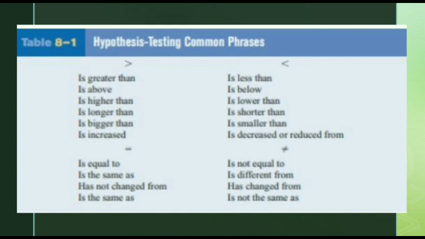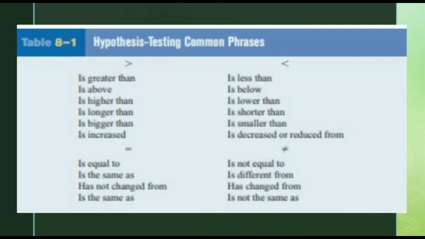Hypothesis testing common phrases. If the claim or the alternative hypothesis has words like is greater than, is above, higher than, longer than, bigger than, increased, that is a right-tailed test. For a left-tailed test, the words are is less than, below, lower than, shorter than, smaller than, decreased or reduced from.